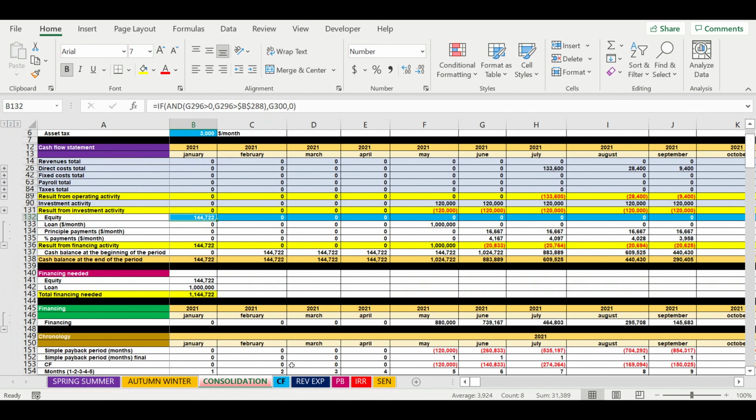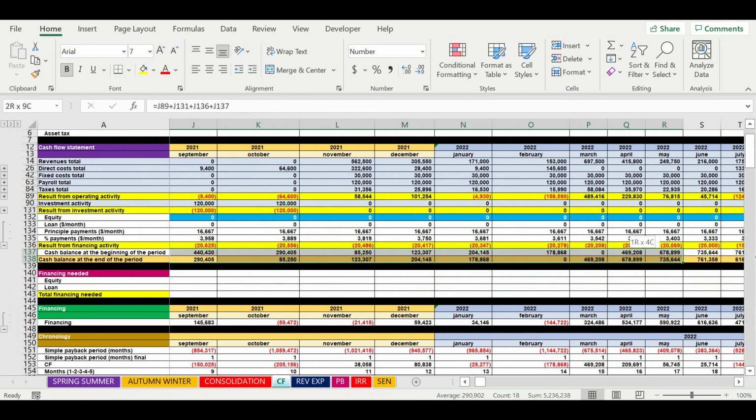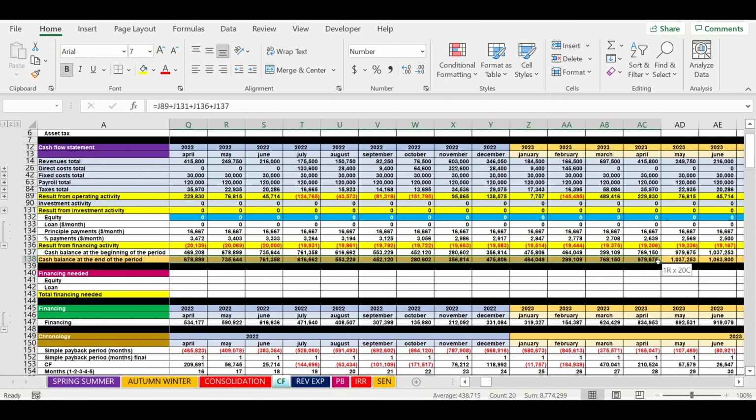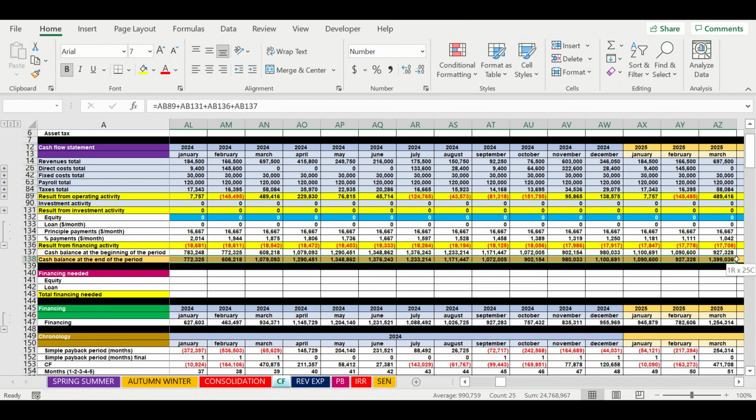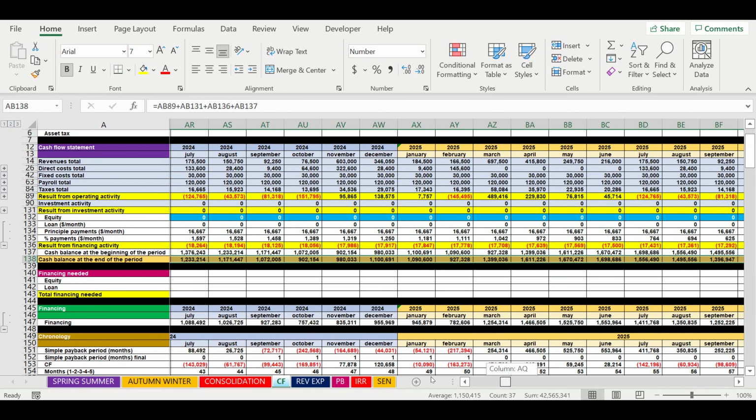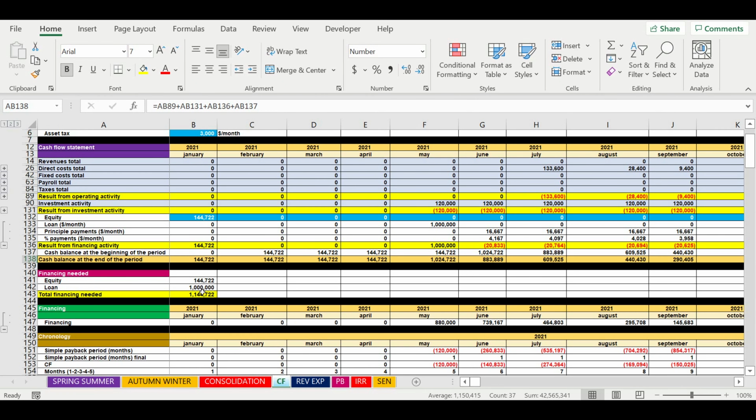And inside the cash flow statement you can see the cash balance at the end of each period, at the end of each month. And here you can see how the cash balance is growing, how your business idea is financially breathing. And here you can see the total amount of financing needed for equity, loan and total.